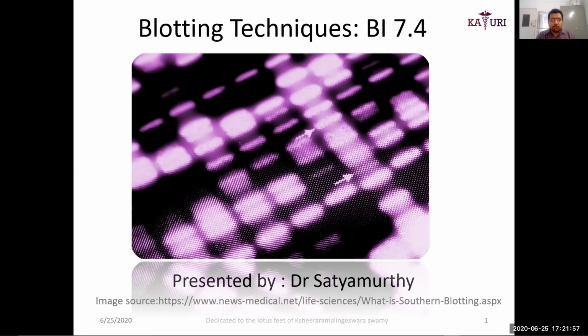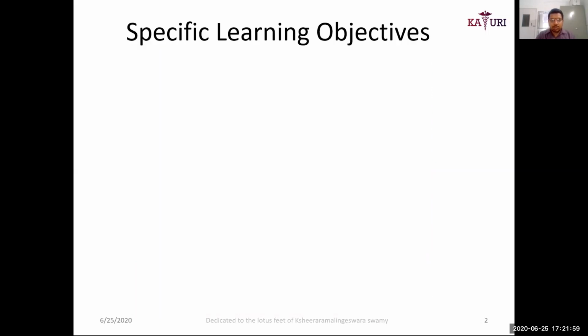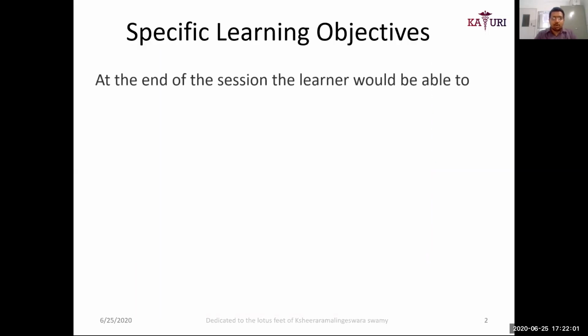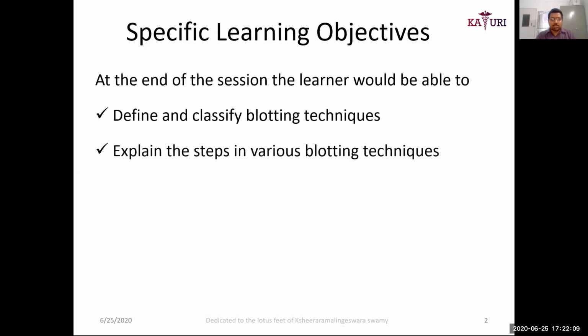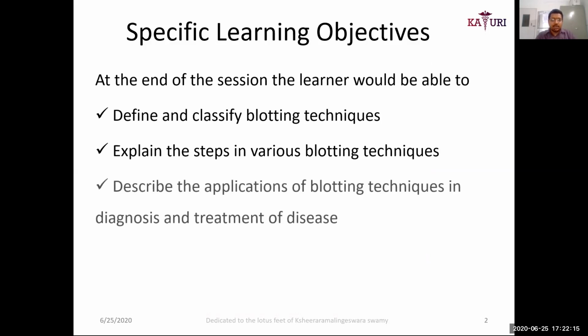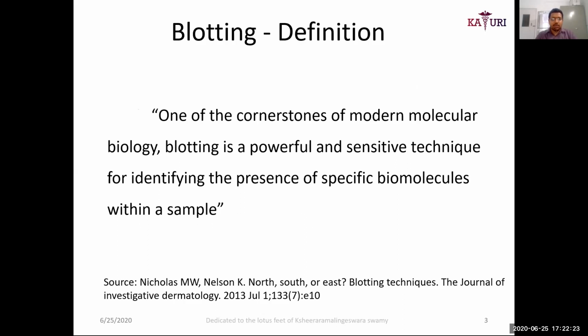So coming to the session proper, the specific learning objectives of this session would be: you should be able to define and classify the blotting techniques by the end of the session, explain the steps in various blotting techniques, differentiate between different blotting techniques, and finally describe their application in actual diagnosis and treatment of disease. This is what the session is going to cover, and we'll start with the definition.